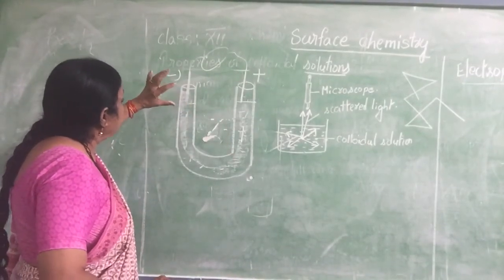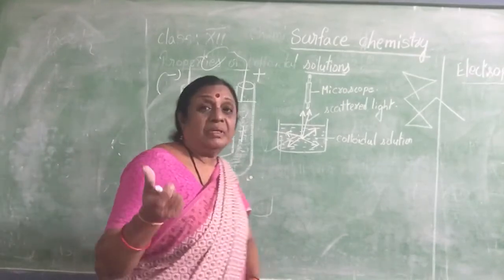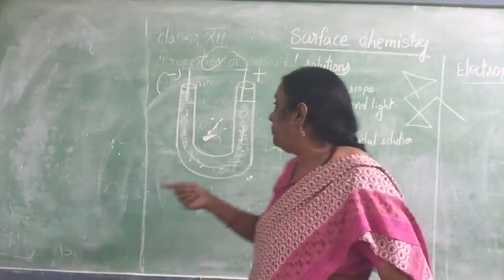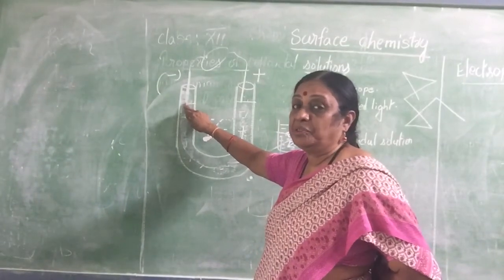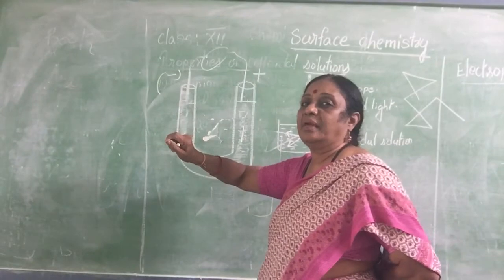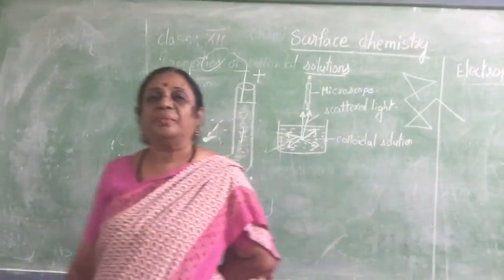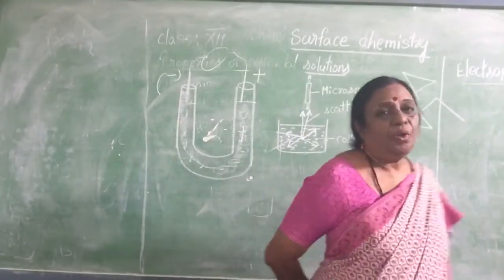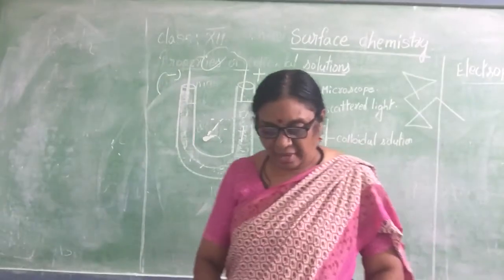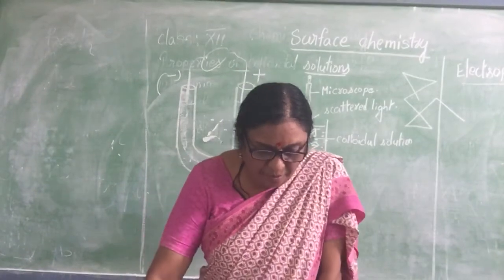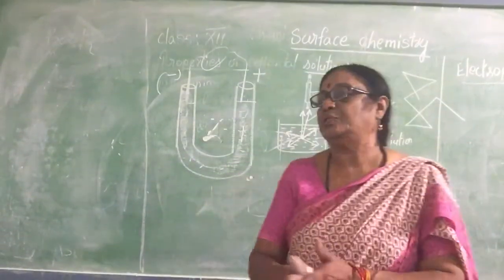So near the negatively charged plate, the level of the solution will increase. This experiment indicates that colloidal particles carry charge. Okay children, clear? This phenomenon is known as electrophoresis or cataphoresis. What is electrophoresis or cataphoresis? The phenomenon of movement of colloidal particles after the application of the electric current is known as electrophoresis.